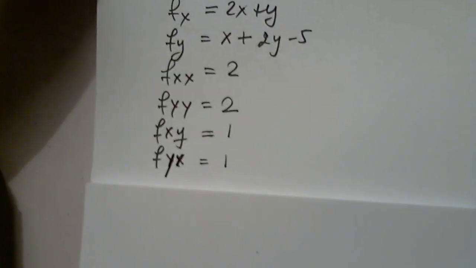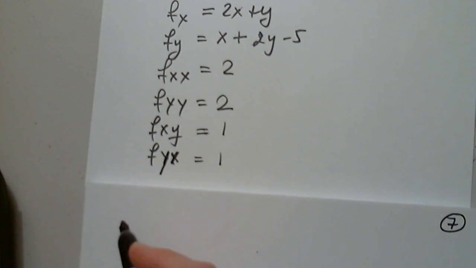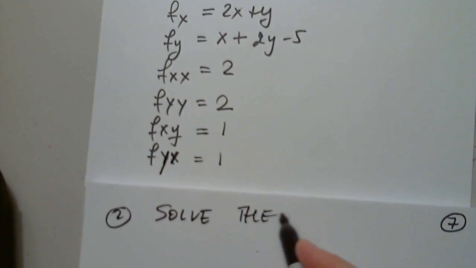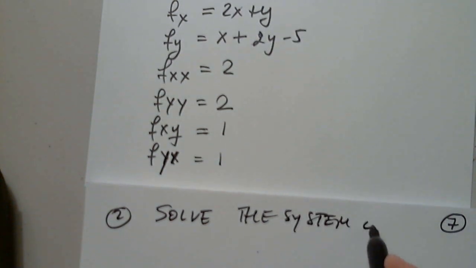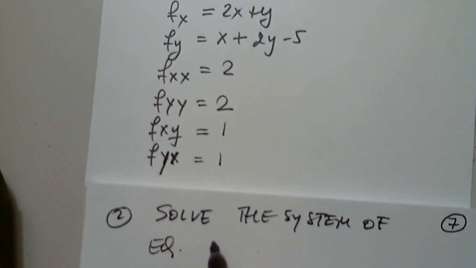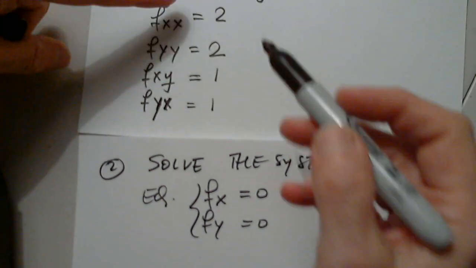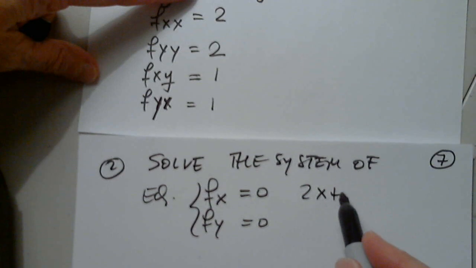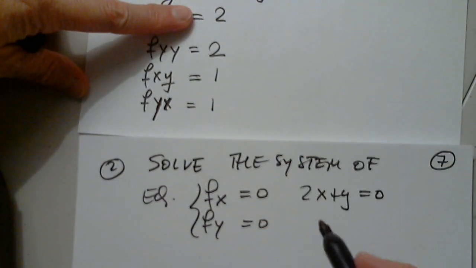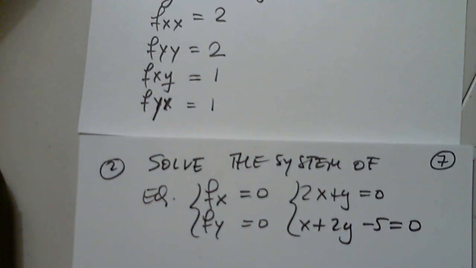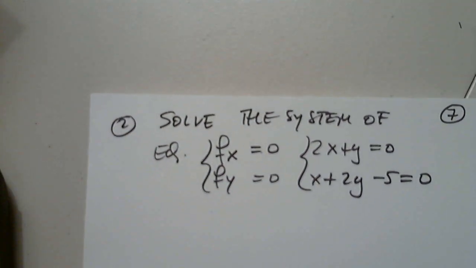Step 2. Solve the system of equations fx equals 0, fy equals 0. This is the same as the critical numbers from before, but with 2 variables. Fx, 2x plus y equals 0. Fy, x plus 2y minus 5 equals 0. I have to solve this system.